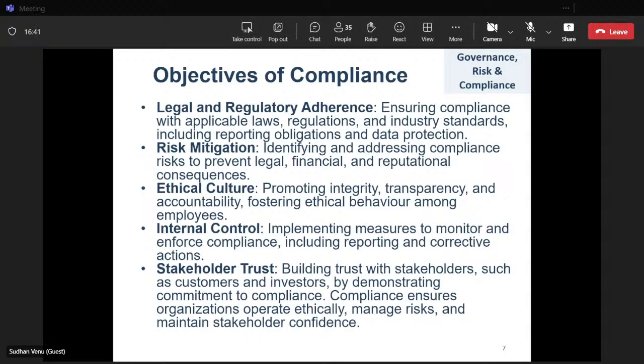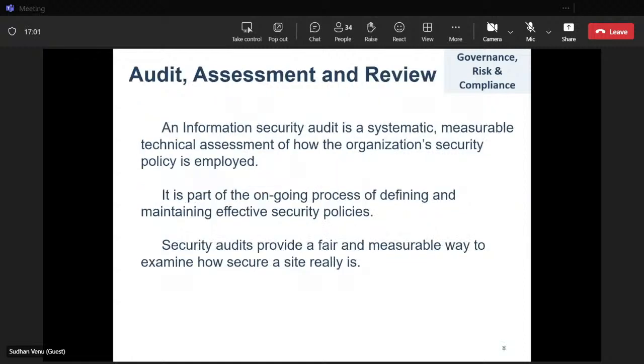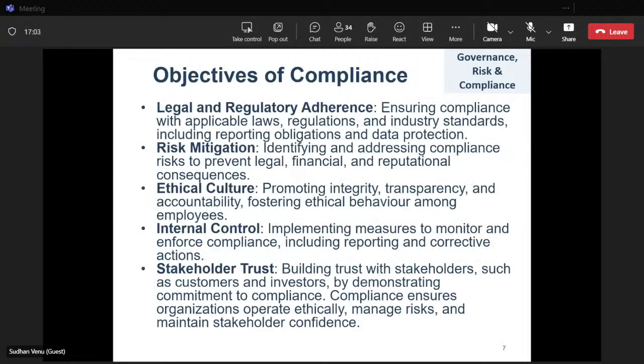And it is for building the trust with the stakeholders, such as the customers or investors, by demonstrating the commitment to compliance. Compliance will ensure how the organization will operate ethically, how they are going to manage the risk, and how they maintain the stakeholder confidence. Everything will be there. And this is the objective of compliance.